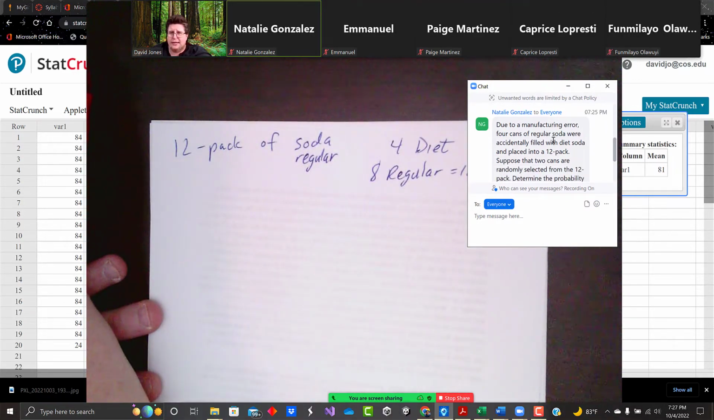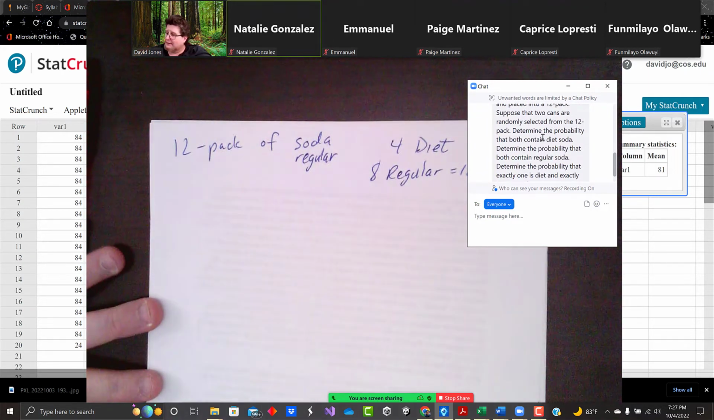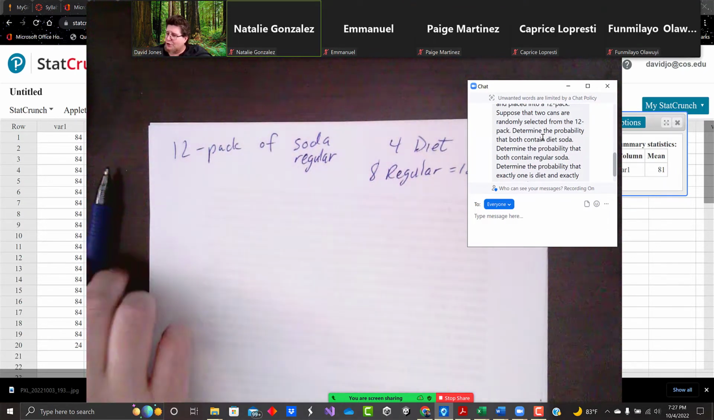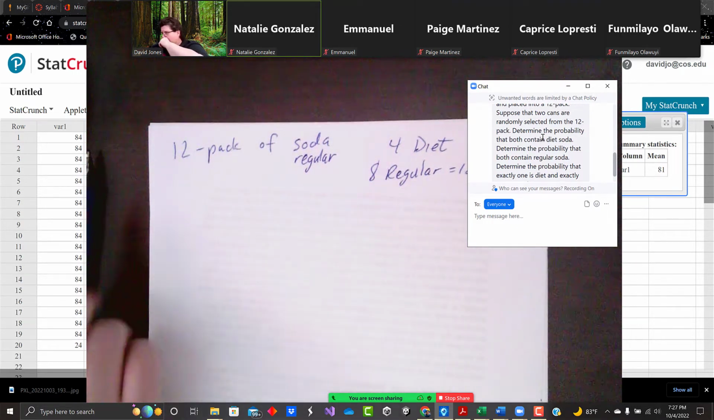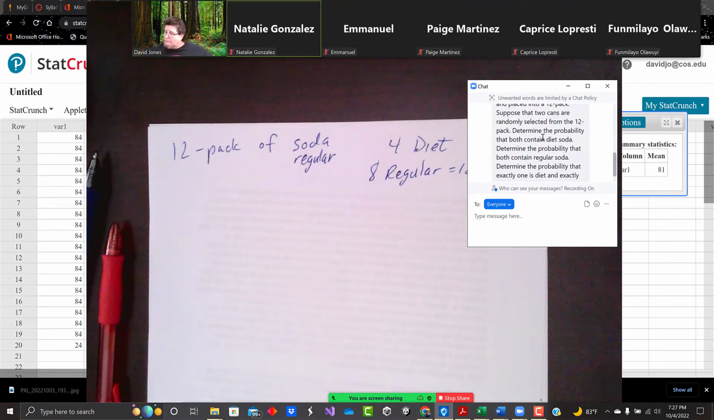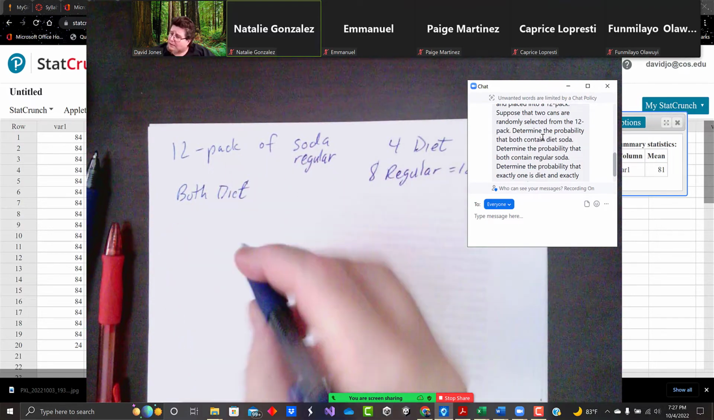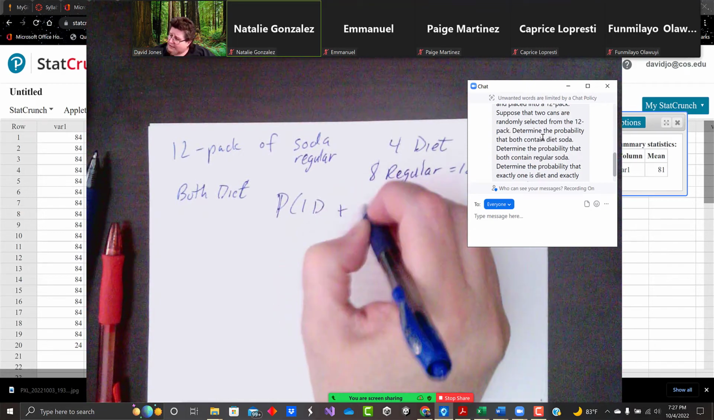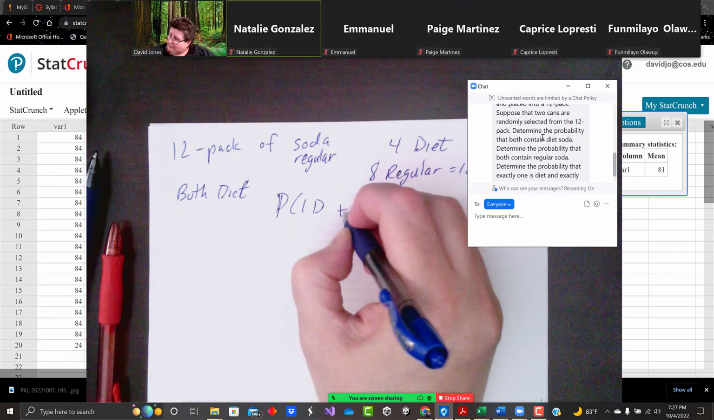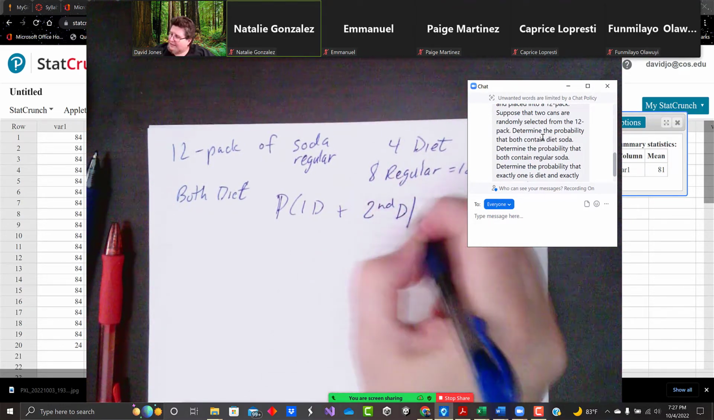And it says, suppose that 2 cans are randomly selected from the 12-pack. Determine the probability that both contain diet. This is like what I was showing you with the 2 clubs. Another pen color over here. Both diet would be the probability that the first is diet plus the second is diet given that the first is diet.